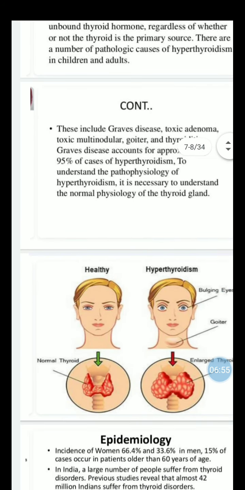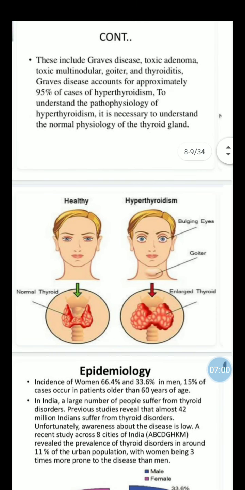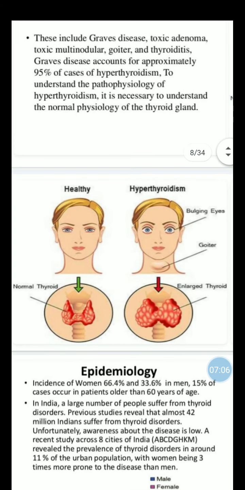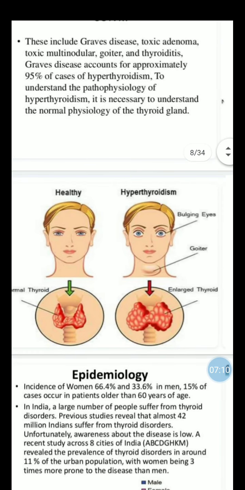In order to understand the pathophysiology of hyperthyroidism, it is necessary to understand the normal physiology of the thyroid gland. Here you can see the normal thyroid gland, and here we can also see hyperthyroidism. In the first image it is your normal thyroid, and in the second image, hyperthyroidism, it is an enlarged thyroid.